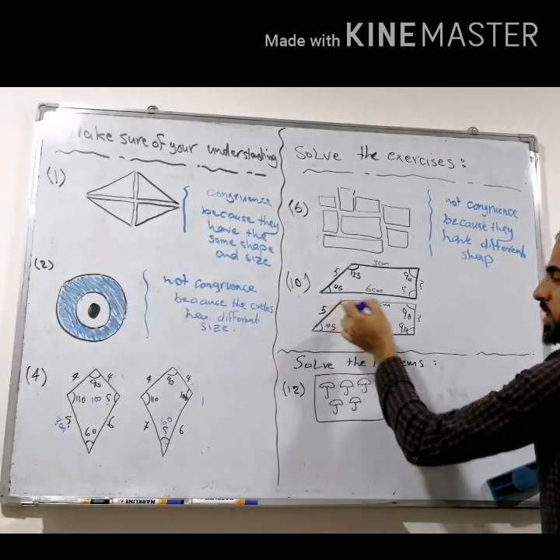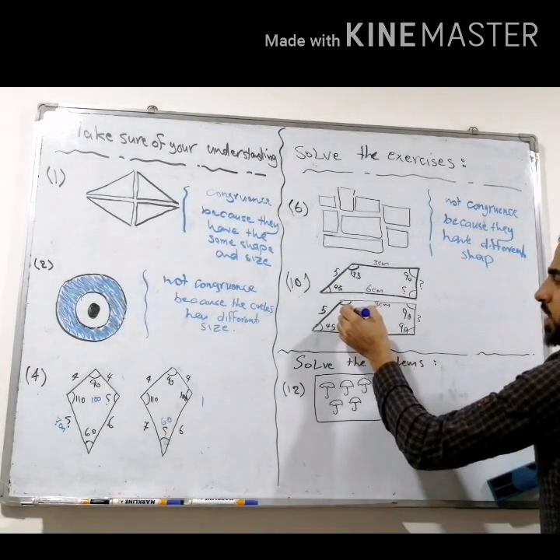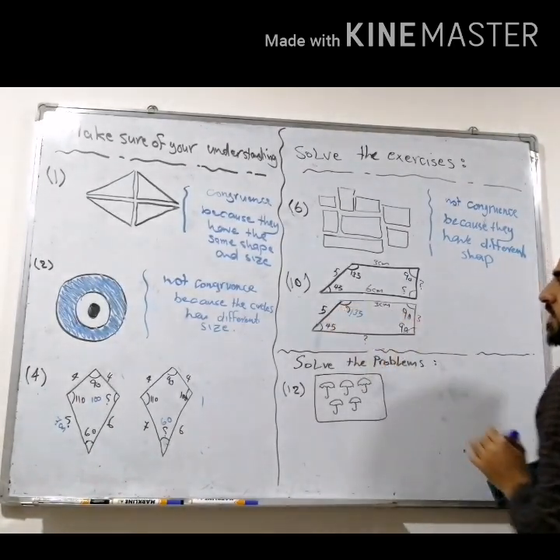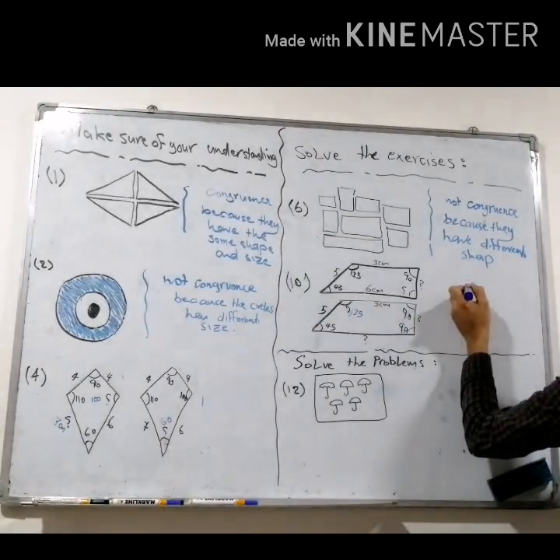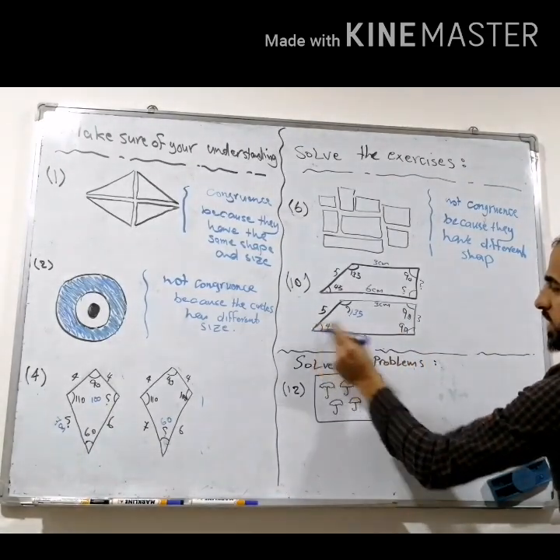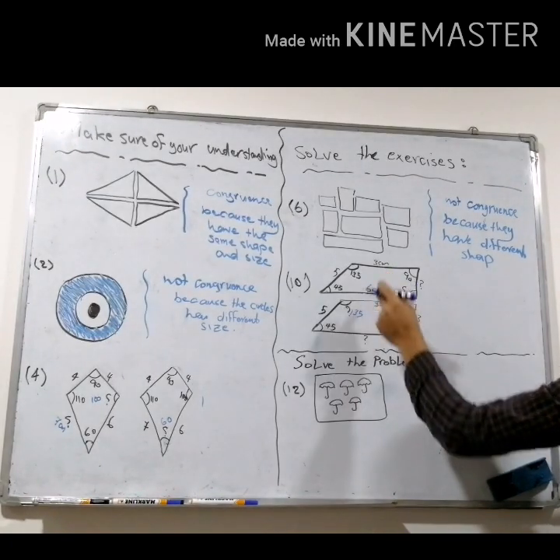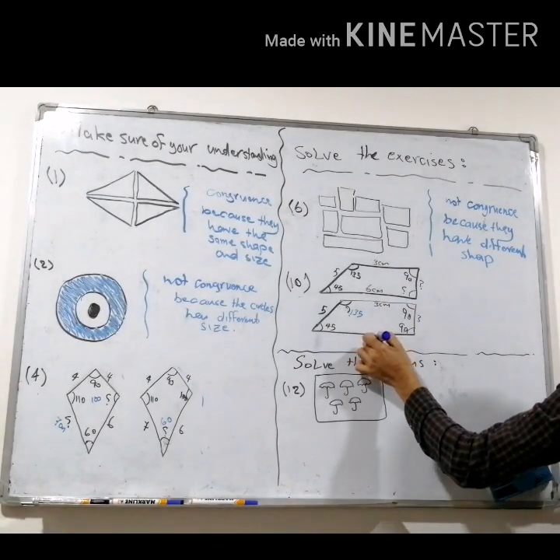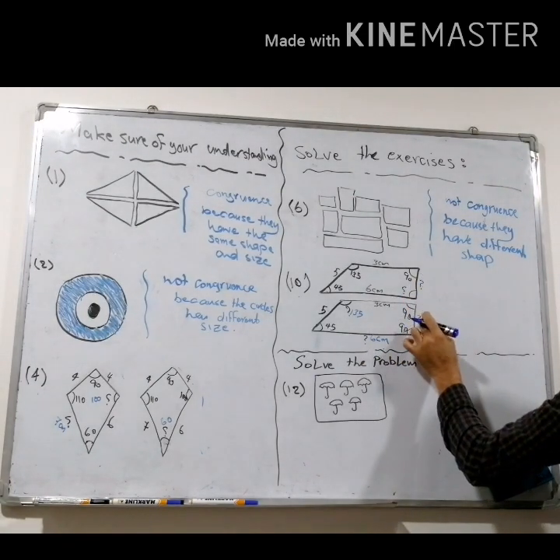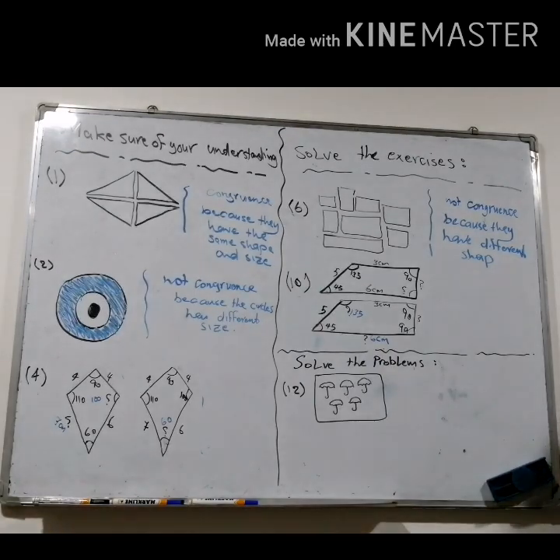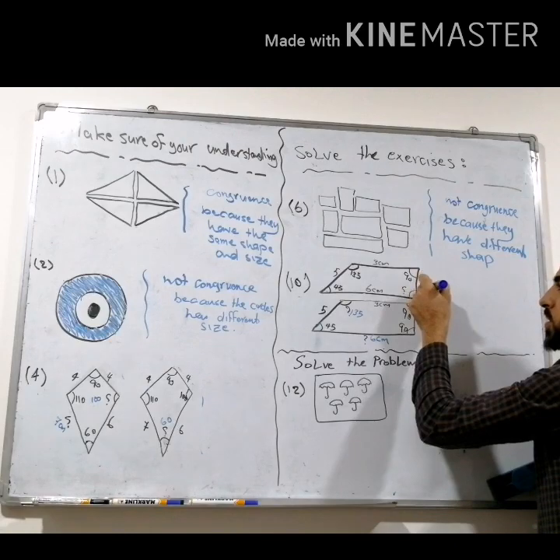So this angle is unknown, but its corresponding angle equals 135. So this angle equals 135. And this side is unknown, and this side equals 6, and it corresponds with this side. So this side equals 6 centimeters, and so for this side equals 3, and its corresponding side is unknown. So the unknown side equals 3 centimeters, because it corresponds with this one.